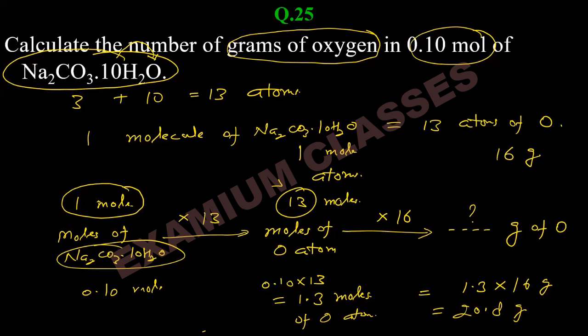Sir, I didn't understand the part where 1 mole of Na2CO3.10H2O has 13 moles of oxygen atoms. Understand it like this. I am taking a simpler thing, H2O molecules and oxygen atoms. One molecule of H2O has one oxygen atom, right? Yes, sir.